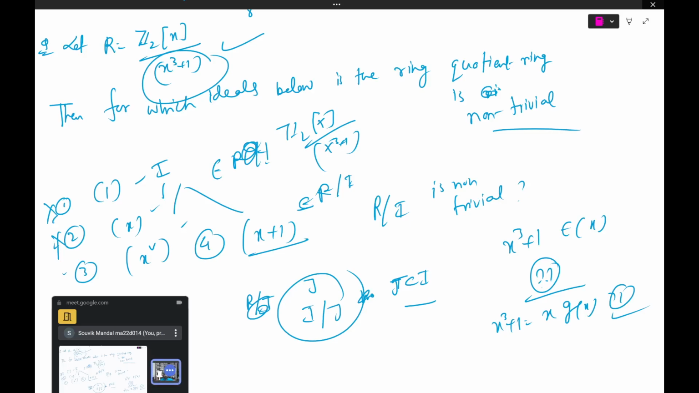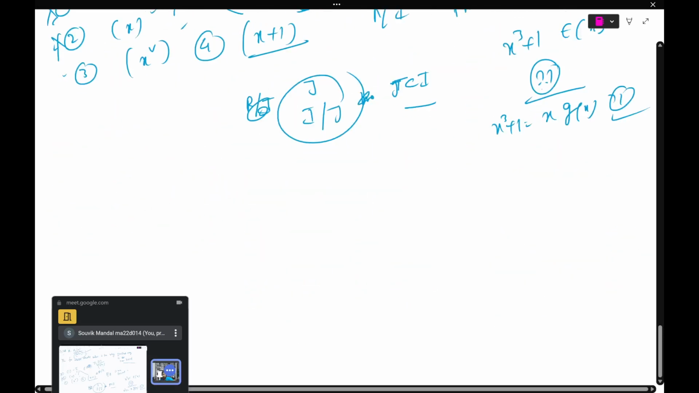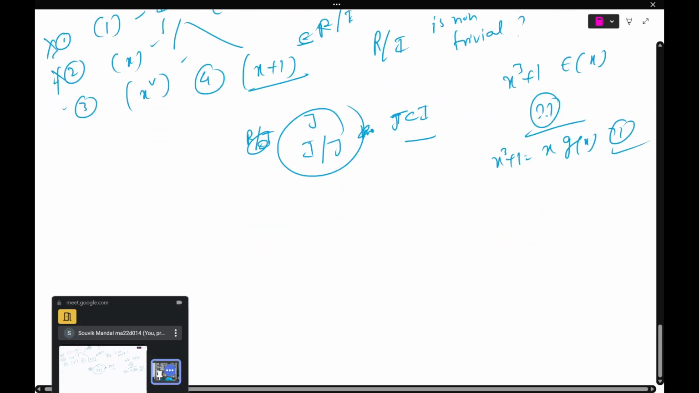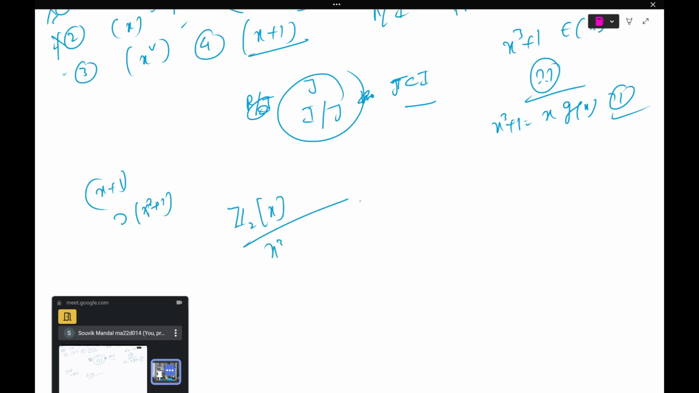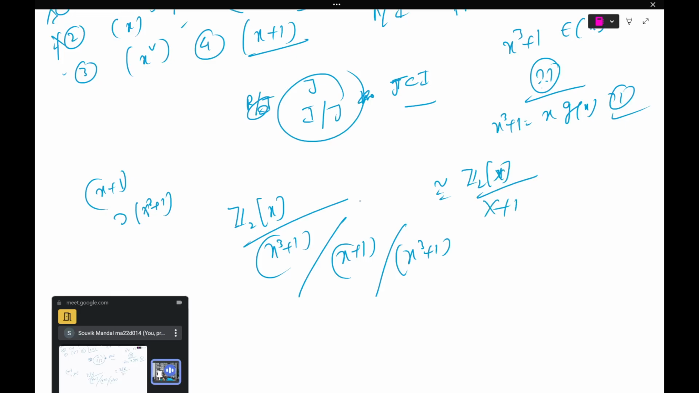So yes, correct. Either the ideal generated by x plus 1 lies inside that, or it contains the ideal generated by x cubed plus 1. Now into the question: we need to check whether it is trivial or non-trivial. So consider the quotient Z2[x] by (x cubed plus 1) modulo (x plus 1). Now it is isomorphic to Z2[x] by (x plus 1), and this is isomorphic to Z2, which is non-trivial, so this is the answer. Do you understand the way?